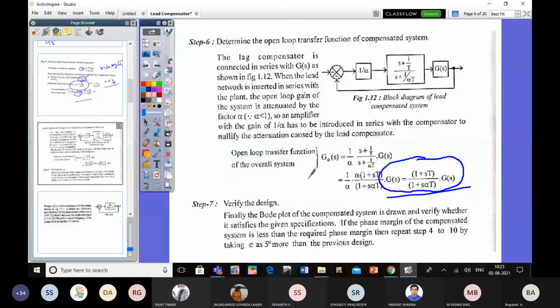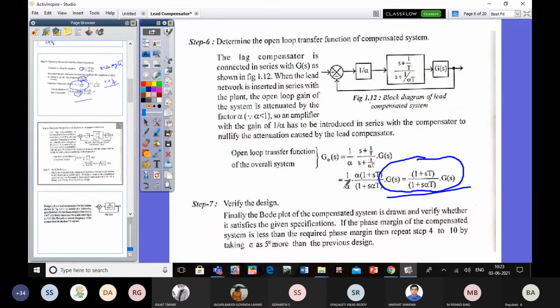Once you determine the compensated system transfer function, the last step is the verification step, whether the designed system meets the expected criteria or not. In the previous lag compensator, we took the compensated system, substituted omega equal to omega gc and determined the phase margin. If the phase margin of the compensated system equals the desired phase margin, the design is accepted. Like that we concluded.